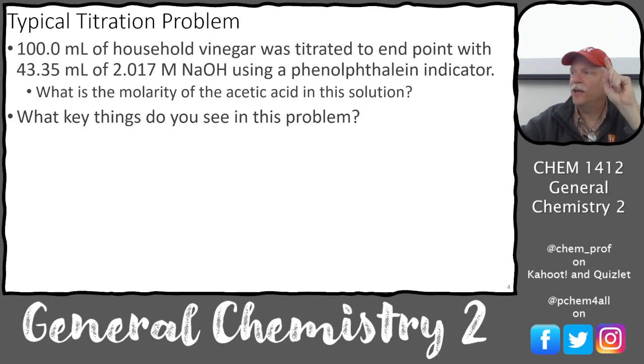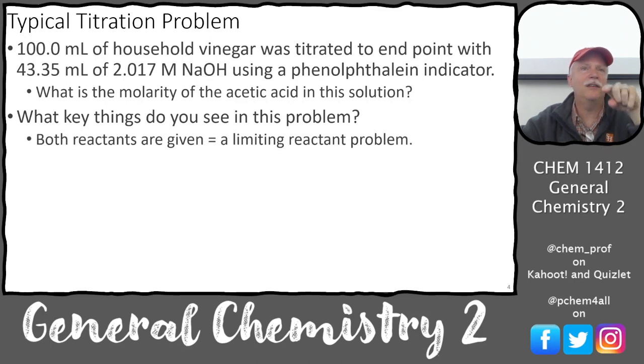Yeah, so we know the concentration of NaOH. We have 2 milliliters amounts, right? So both reactants are given. We're given an amount of acid and we're given an amount of base. And whenever you see that in a problem, whenever you have both reactants, even if there's 3 or 5 reactants, anytime you have multiple reactants, it's a limiting reactant problem.